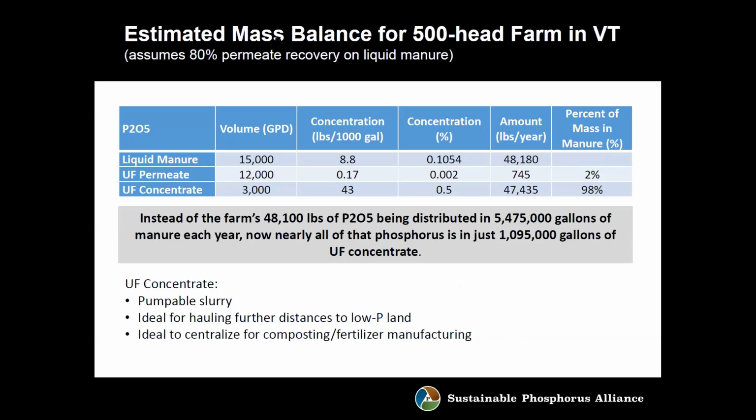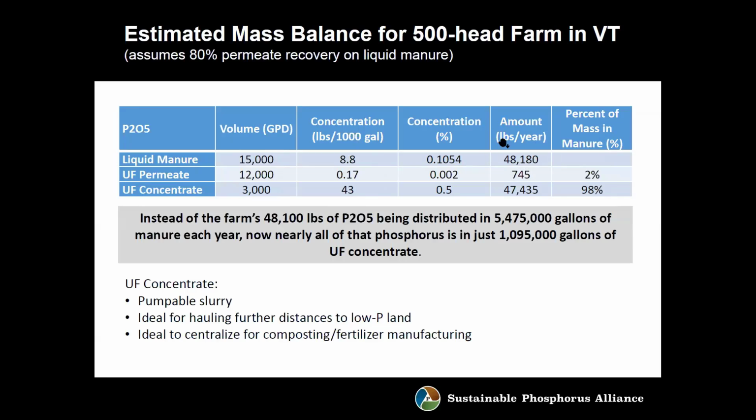So here we have an estimated mass balance for a 500 head farm in Vermont. We're assuming about an 80% permeate recovery. So that means if 100 gallons of liquid manure go to our filter, 80 gallons come out as UF permeate and 20 gallons come out as concentrate. So this is the modeled 15,000 gallons per day of manure becoming 12,000 gallons a day of permeate and 3,000 of concentrate. And here I've shown the concentration of P2O5 in pounds per 1,000 gallons and percent. And then to the right here showing the pounds per year.